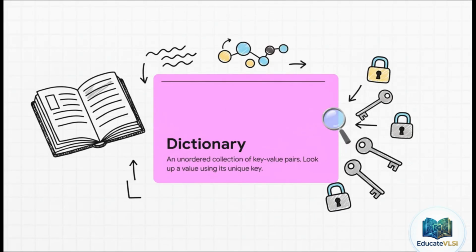But what if the order doesn't matter? What if what you really need is a way to look things up by a specific name? For that, we have a dictionary. This isn't about position 1, 2, or 3. It's all about key-value pairs.